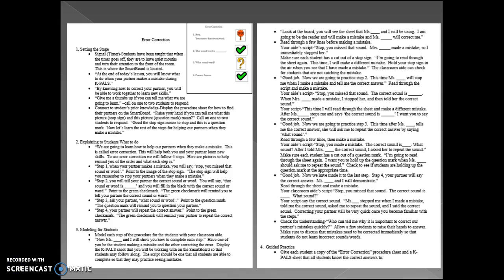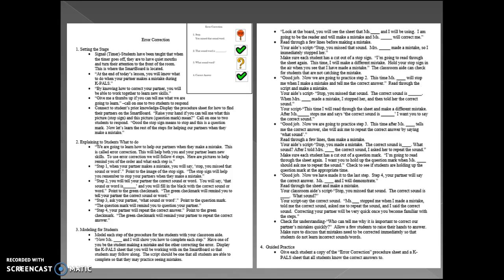Here is the script for my error correction procedure. Again, I will attach this along with my presentation. It is similar to the procedure for finding partners. First, a signal will be given to alert the students that it is time to have quiet mouths and turn their attention to the front of the room.